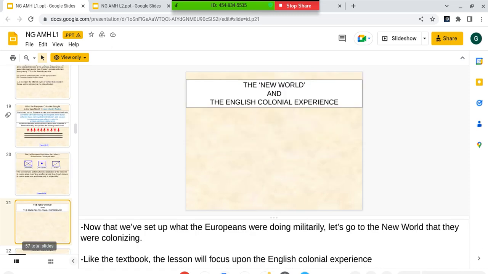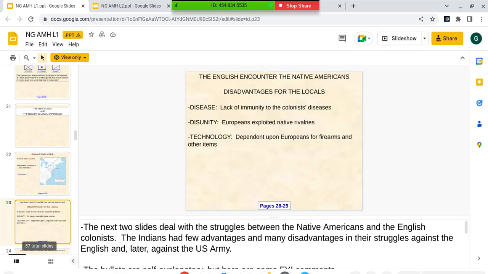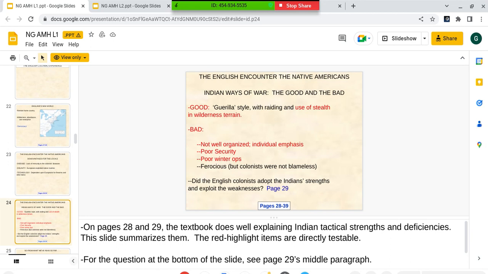To start off with American military history, we're going to talk about the differences between the way Indians fight and the way the Europeans fight. The good aspects of the way the Indians fight is that it's a guerrilla style. They use raids and stealth in wilderness terrain. They hide behind trees, hills, rocks, and they fire at you from afar. They're hard to pin down because they have the element of surprise, and they're hard to spot.